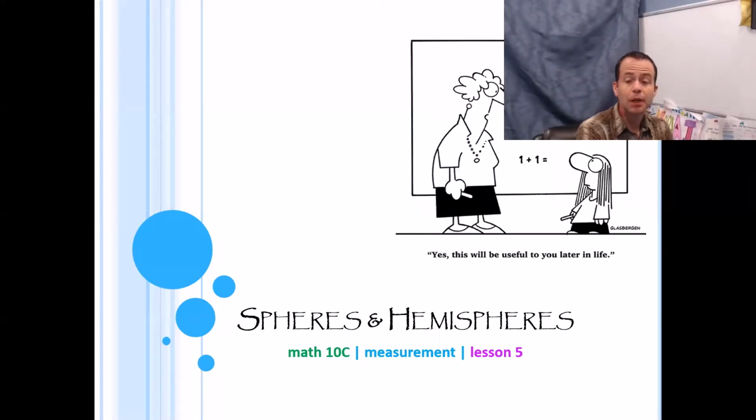Hey everyone. So in today's lesson, we're going to deal with the surface area and volume of two more shapes that are kind of connected to each other, the sphere and the hemisphere, okay? We're going to deal with spheres first.